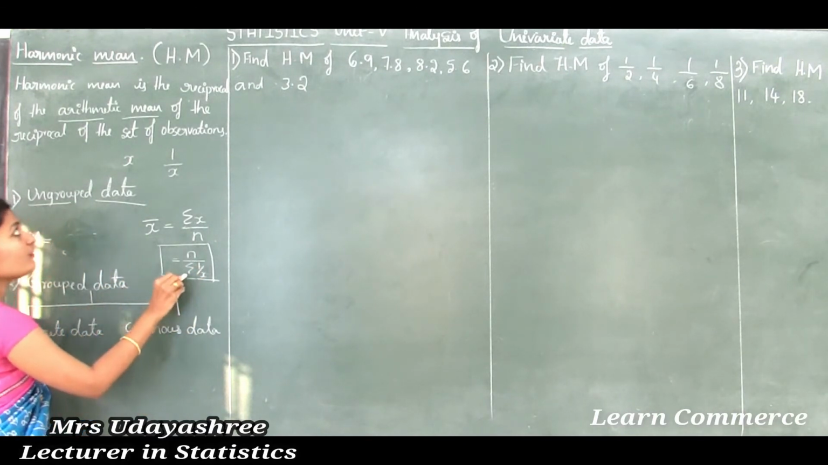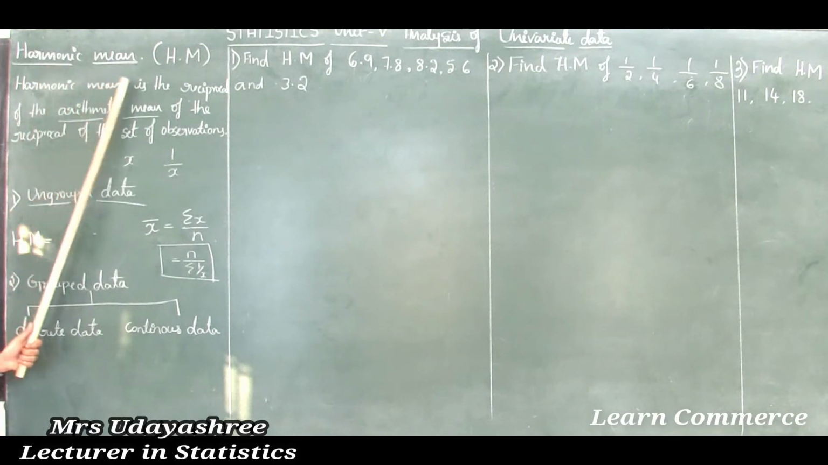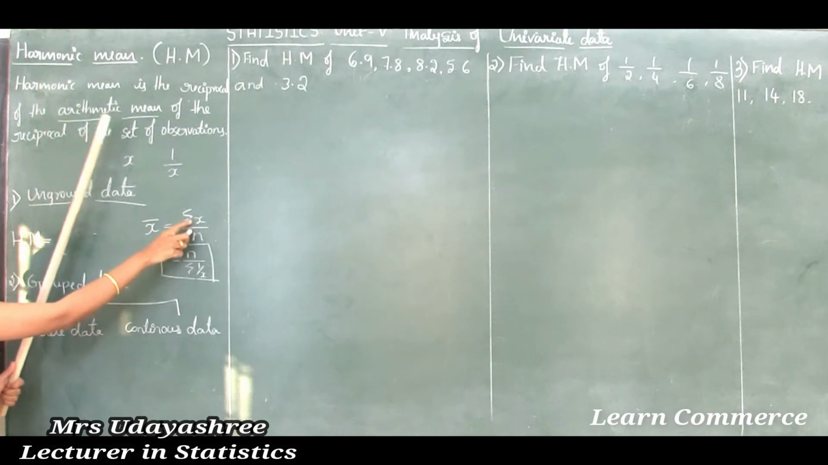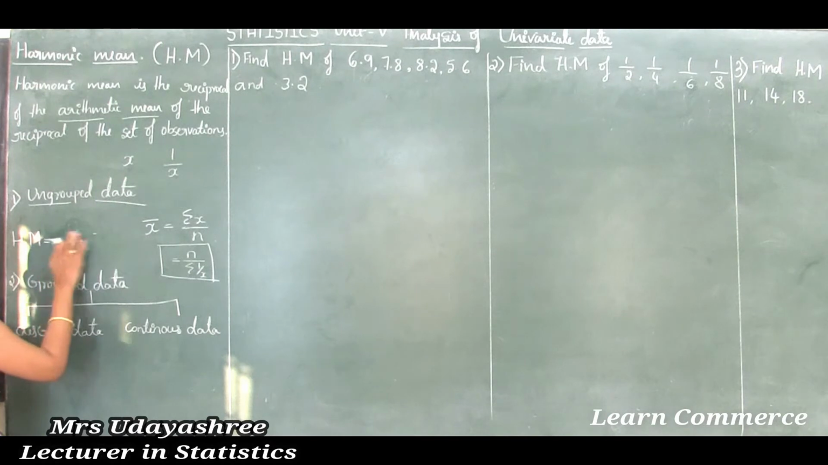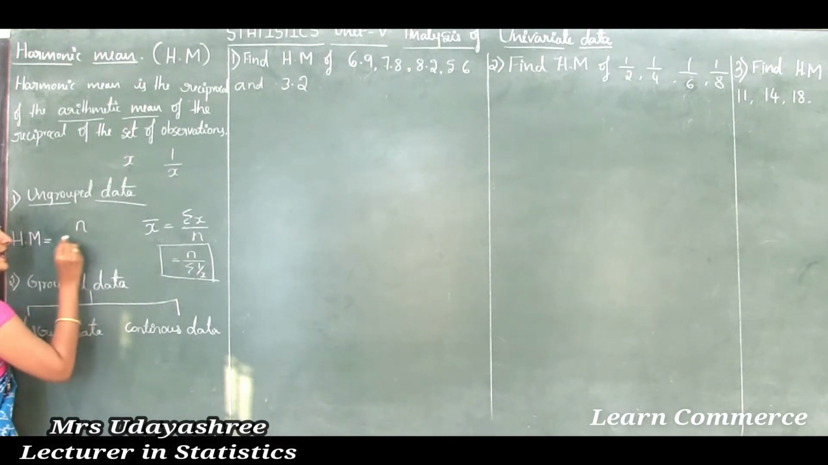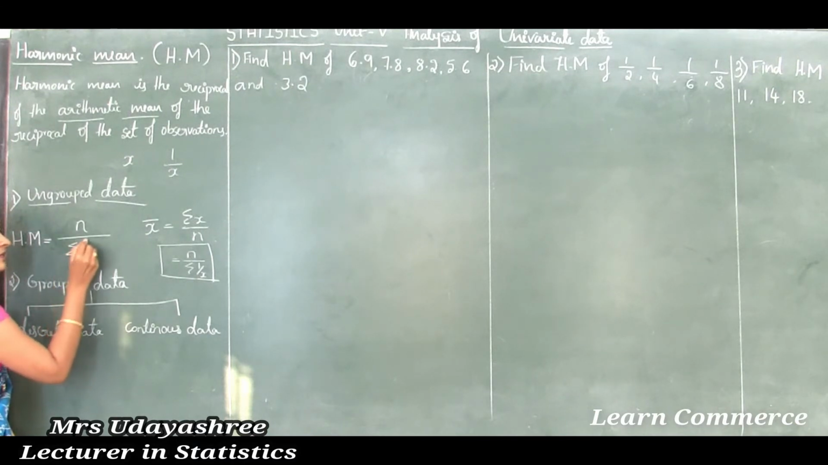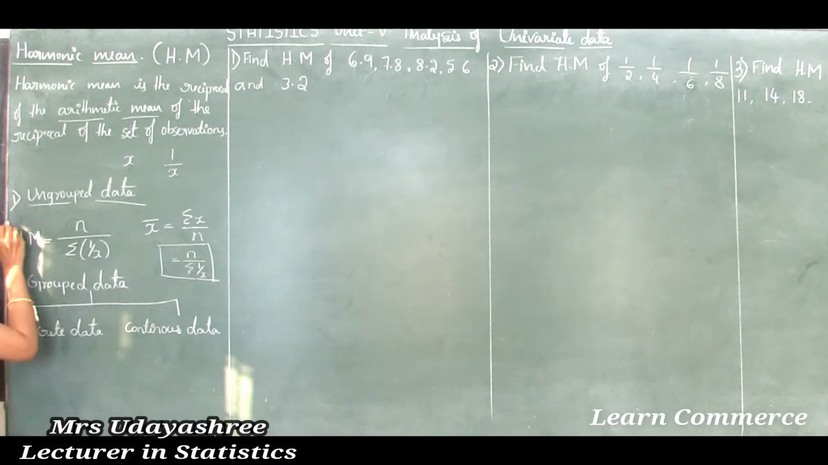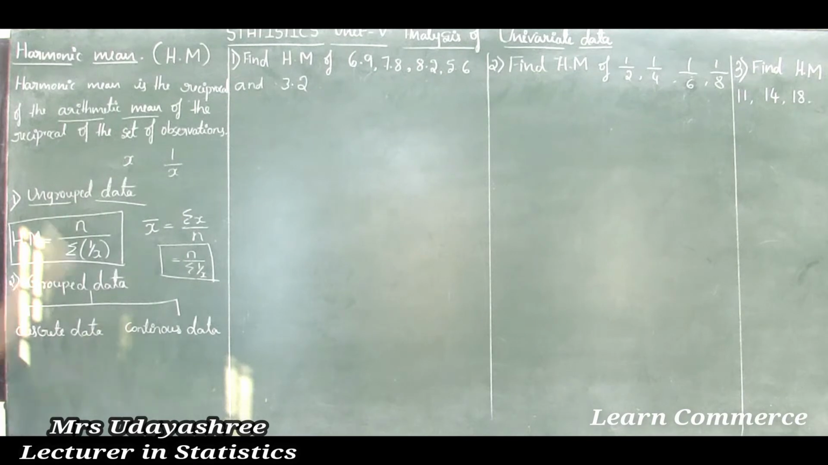So, this is the formula to calculate harmonic mean in case of ungrouped data. What is the definition of harmonic mean? Harmonic mean is the reciprocal of arithmetic mean of the reciprocal of the set of observations. So, the harmonic mean formula is HM is equal to n divided by summation 1 by x. This is the formula to calculate harmonic mean in case of ungrouped data.